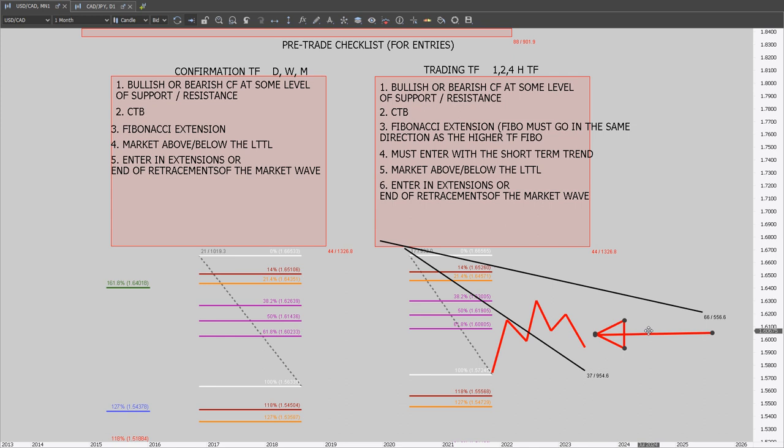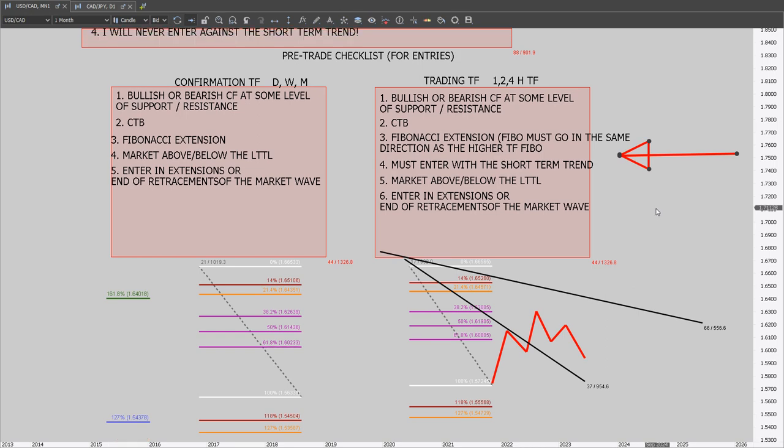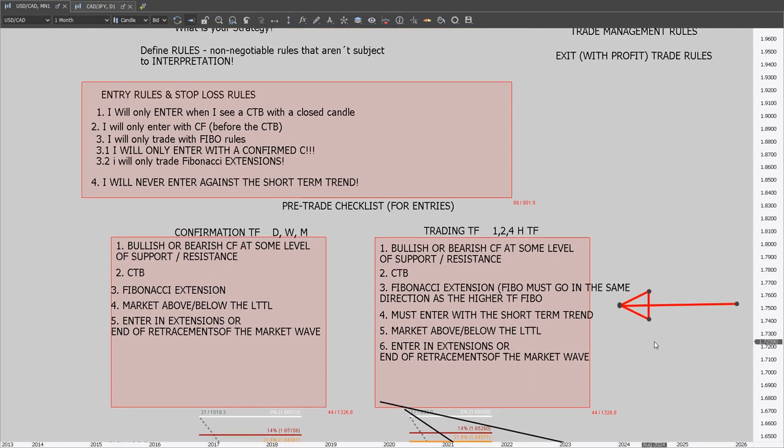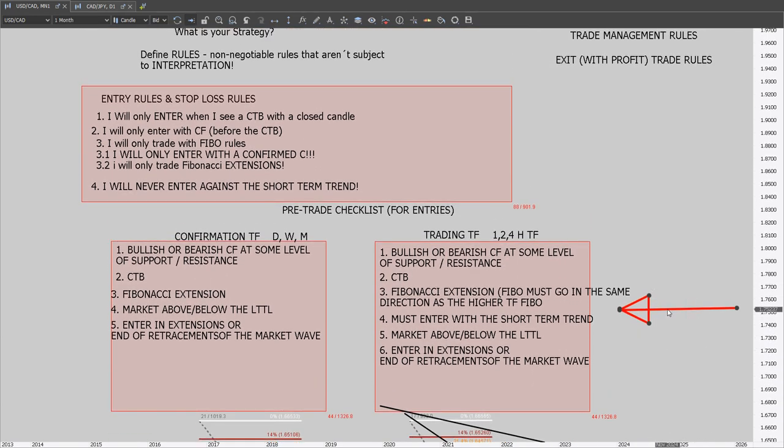And remember everybody, I have a 20 seconds delay on the chat. Any questions so far, everybody? Any questions so far? So we are trying to build your strategy, and today try to build your own pre-trade checklist. Okay, those are some examples.